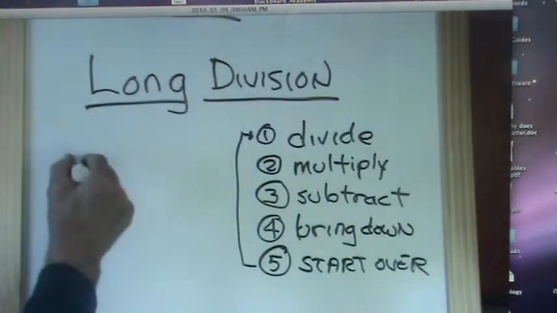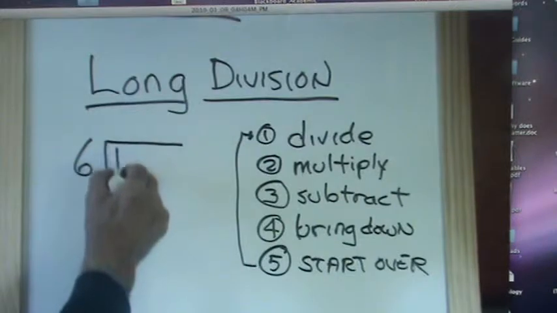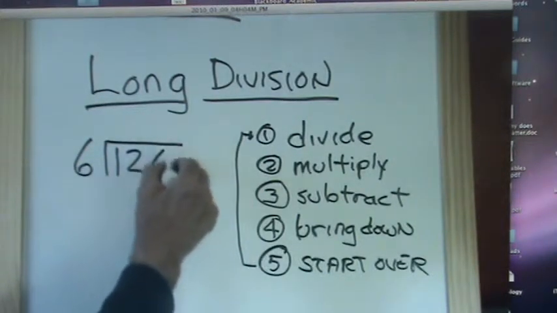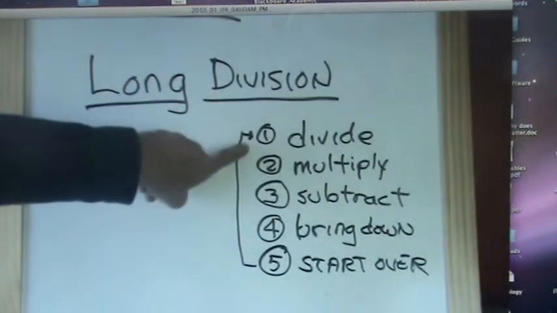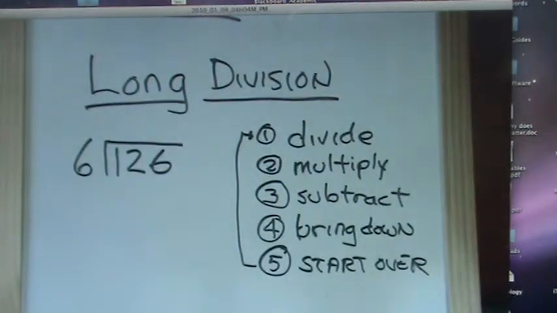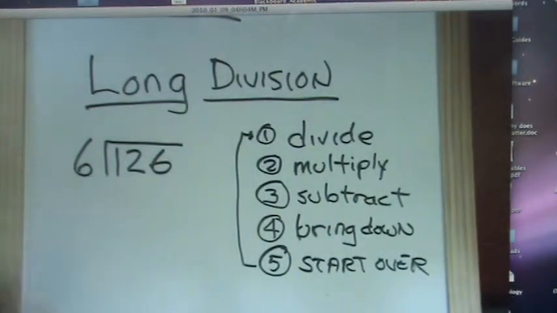Now, let's take an example. Let's say 6 divided into 126. 6 divided into 126. Well, the first thing I do is I divide. The question becomes, divide what into what? Well, this is the divisor, so anytime I'm dividing, it's always by this number, the number that's outside the division sign. So I want to divide 6 into 1. Well, 6 cannot go into 1 because 6 is bigger than 1.